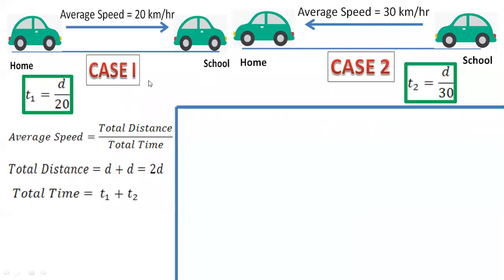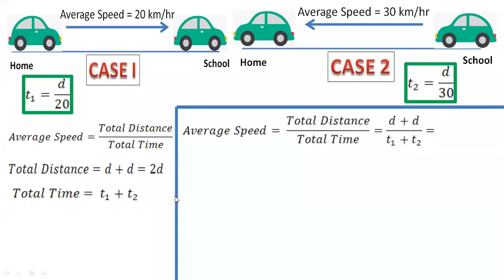So what we got from our previous slide was time. We were trying to calculate average speed, which needs total distance and total time. Total distance we already have, d plus d, that is 2d. What we need is time, that is t1 plus t2. Now to calculate average speed, we have total distance by total time, right? Total distance is 2d, d plus d, and time is t1 plus t2. Now what is the value of t1 and t2 that we have? T1 is d by 20 and t2 is d by 30. So let me put those values here.